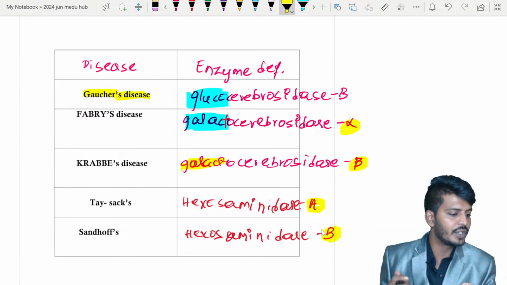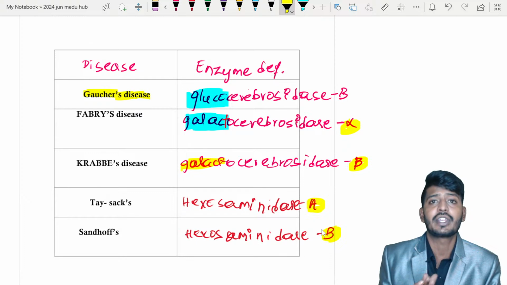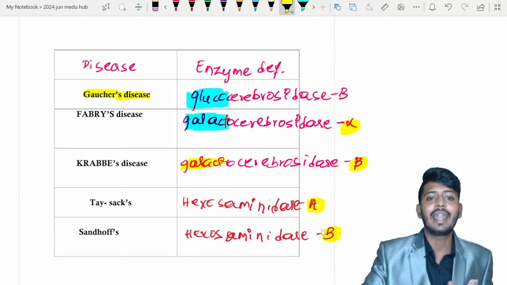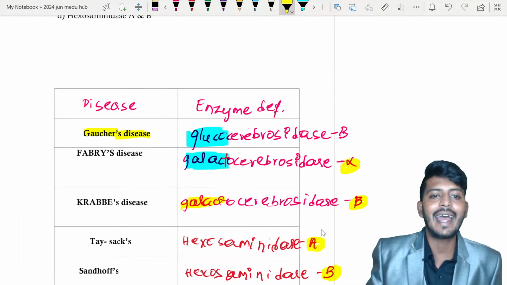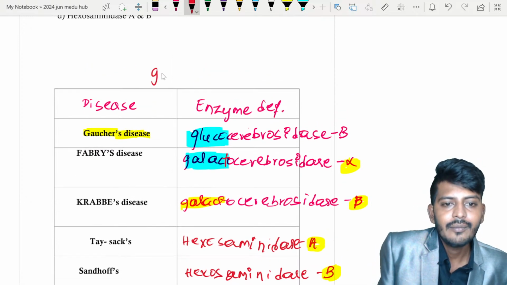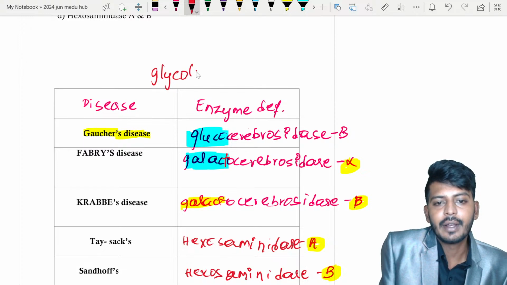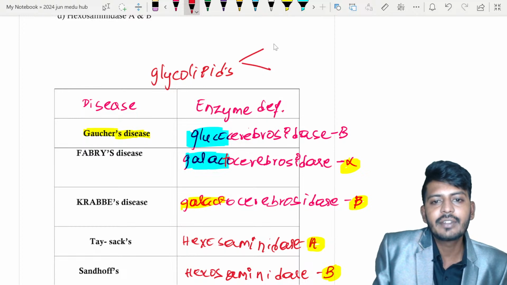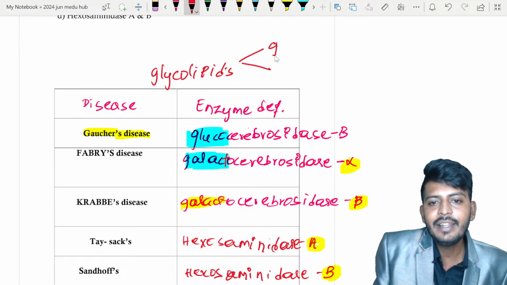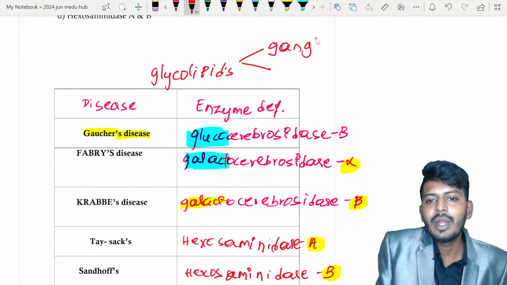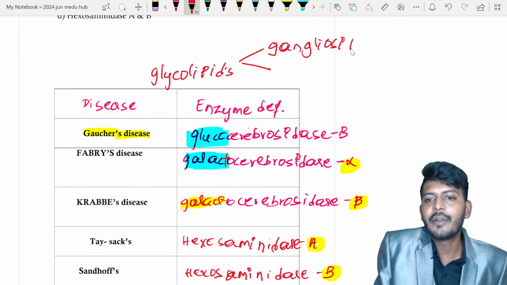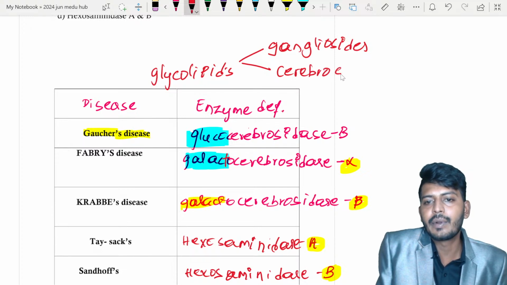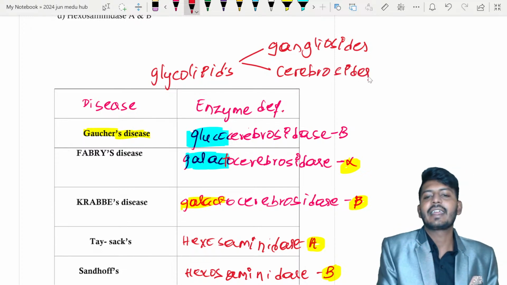So these are the most important questions associated with your glycolipids. What are these called? Glycolipids. Glycolipids are of two types. One is called gangliosides and one more is called cerebrosides.